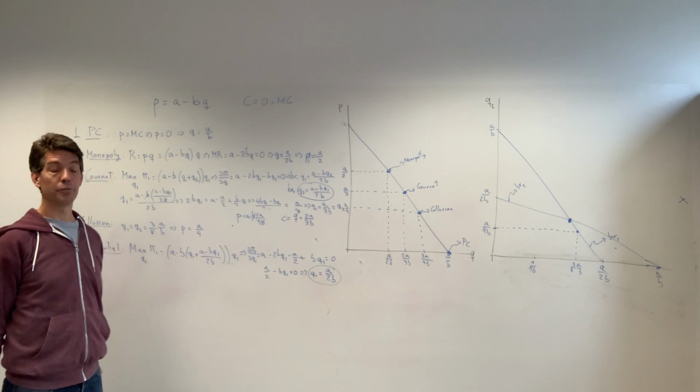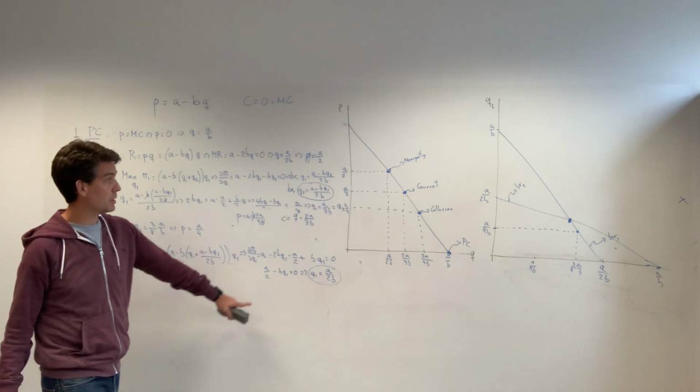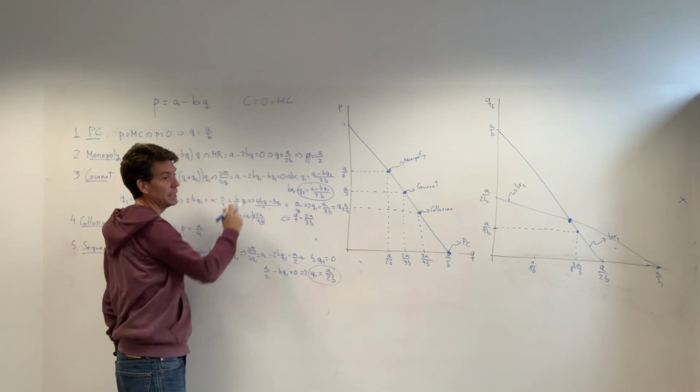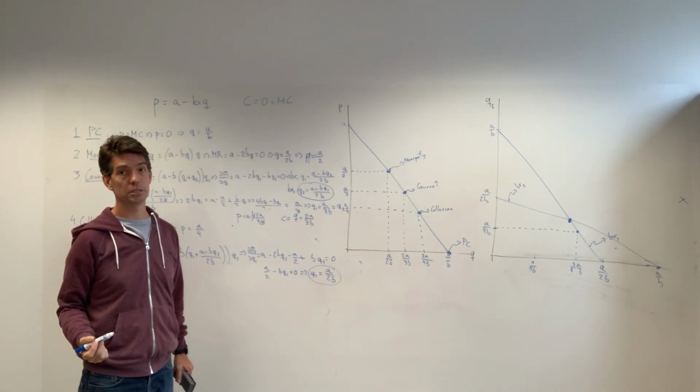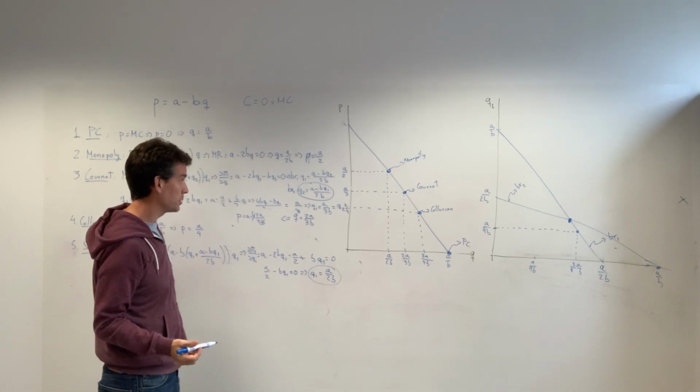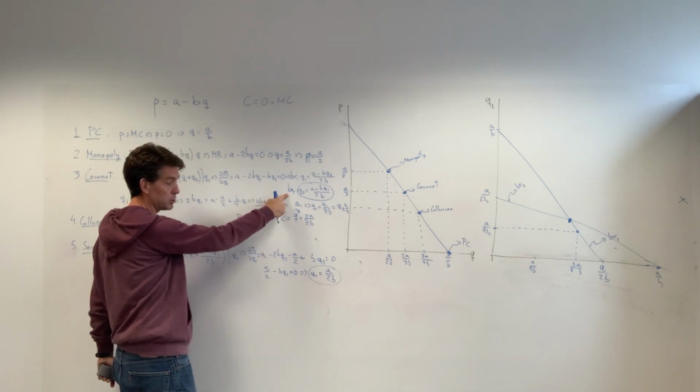Notice that the first mover, the first company, is actually producing the monopoly quantity, exactly the monopoly quantity. Is that the total production there's going to be in this model? No. Why? Because firm number 2 will adapt and they will produce something. They will be in their best response function.